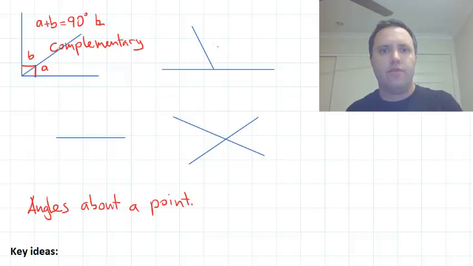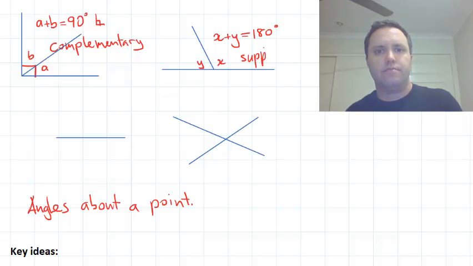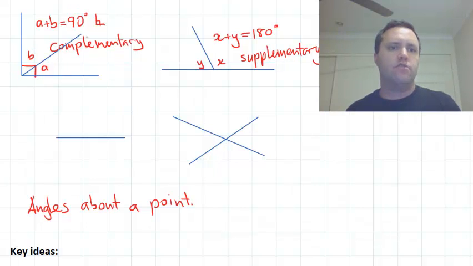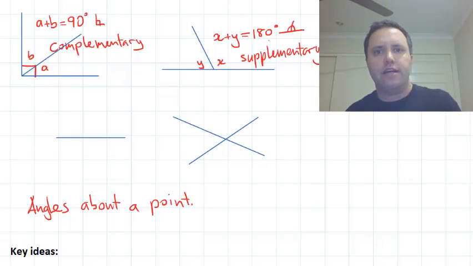Here's the other one. If this is angle X and angle Y, here X plus Y would be equal to 180 degrees. They would be supplementary angles. This is called our straight line rule, so we draw a little symbol to show we're using a straight line rule.